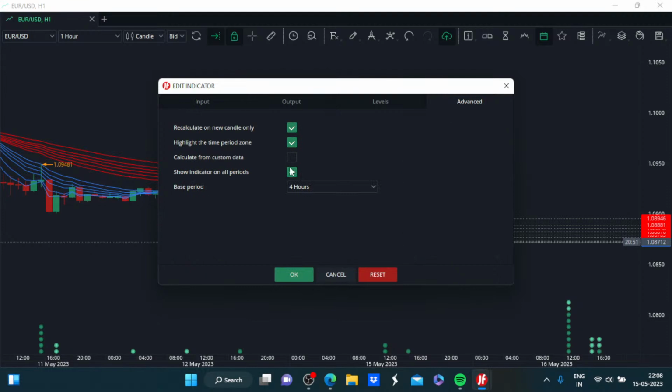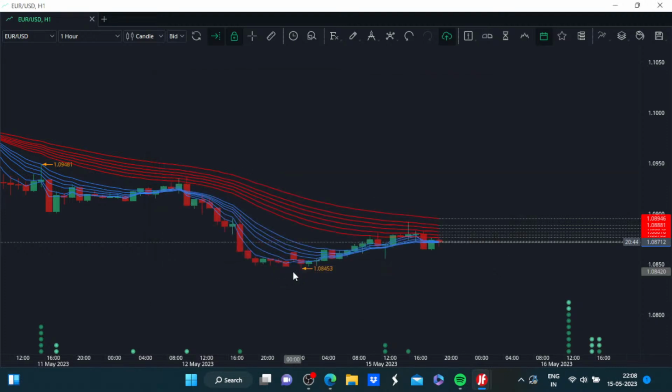So here we are going back. Base period is not going to make much of a difference. So that's all from my side for this indicator.